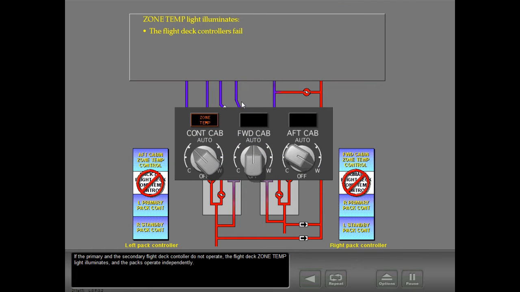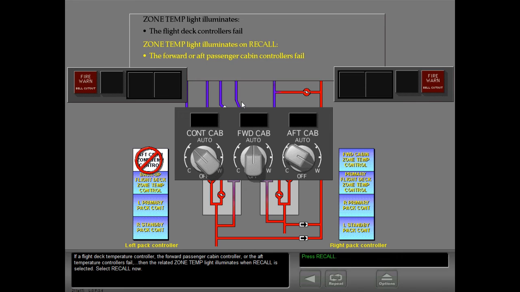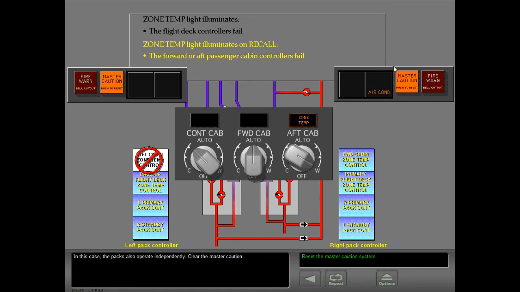If the primary and secondary flight deck controller do not operate, the flight deck zone temperature light illuminates and the packs operate independently. If a flight deck temperature controller, the forward passenger cabin controller, or the aft temperature controllers fail, then the related zone temperature light illuminates when recall is selected. Select recall. In this case, the packs also operate independently. Clear the master caution.